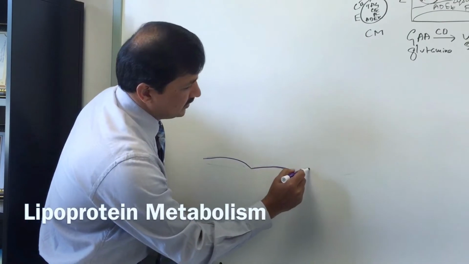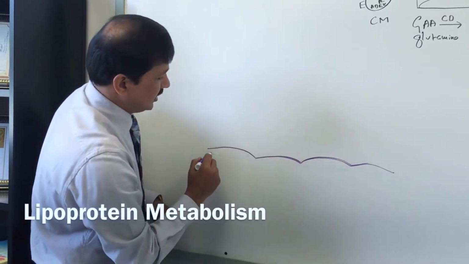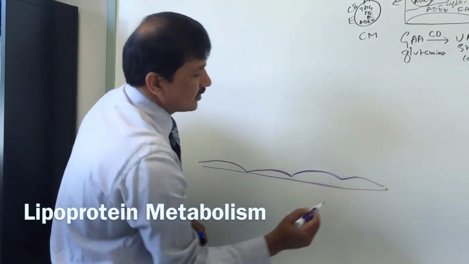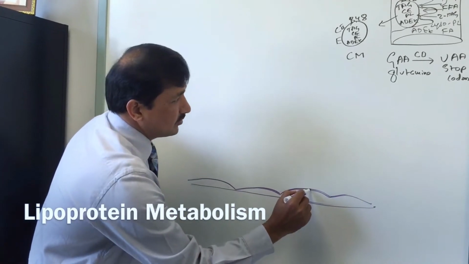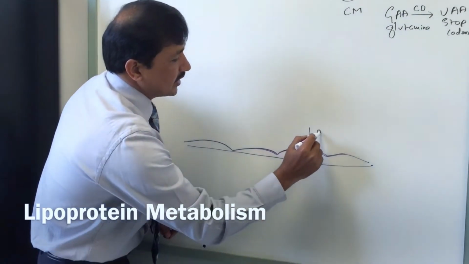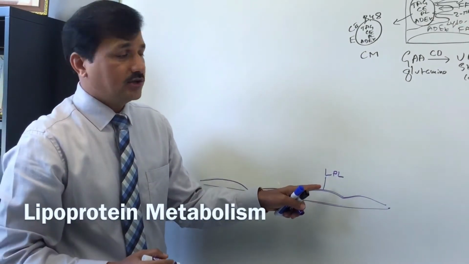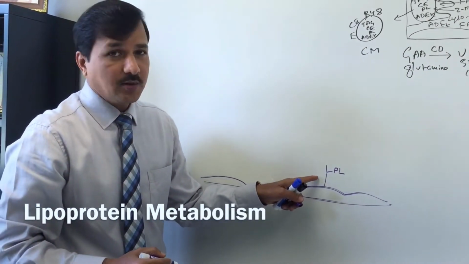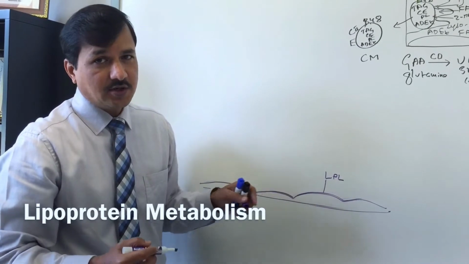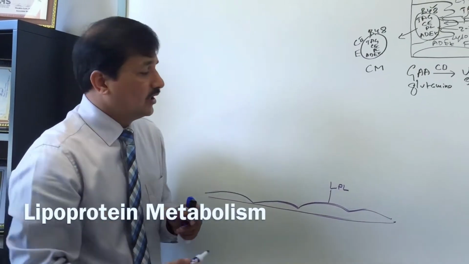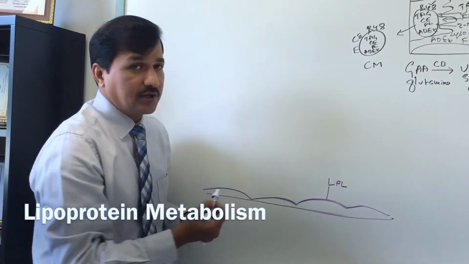This is the blood vessel, and I am just writing the endothelium of the blood vessel. To the endothelium of the blood vessel, LPL, that is lipoprotein lipase, is attached with the help of heparan sulfate. Heparan sulfate is a glycosaminoglycan, so it is holding on to lipoprotein lipase.